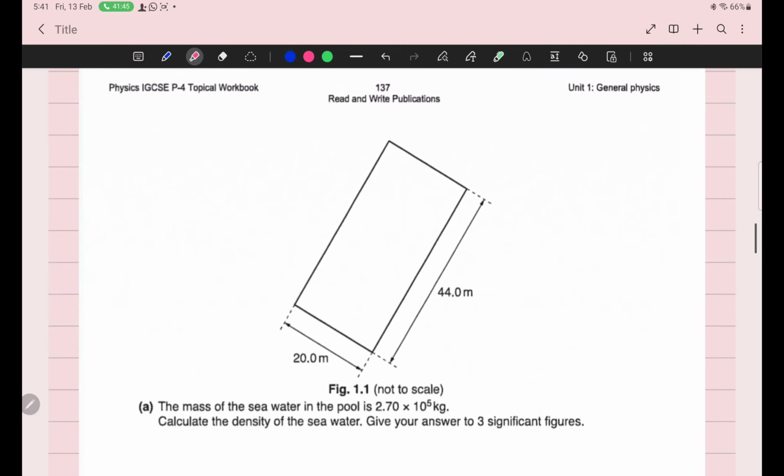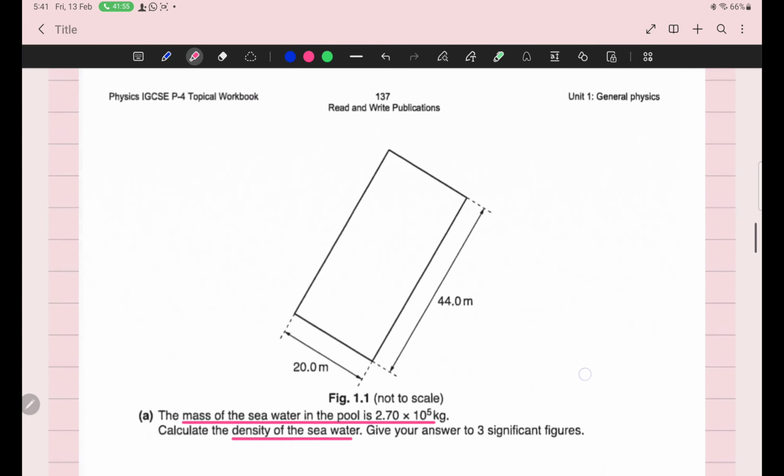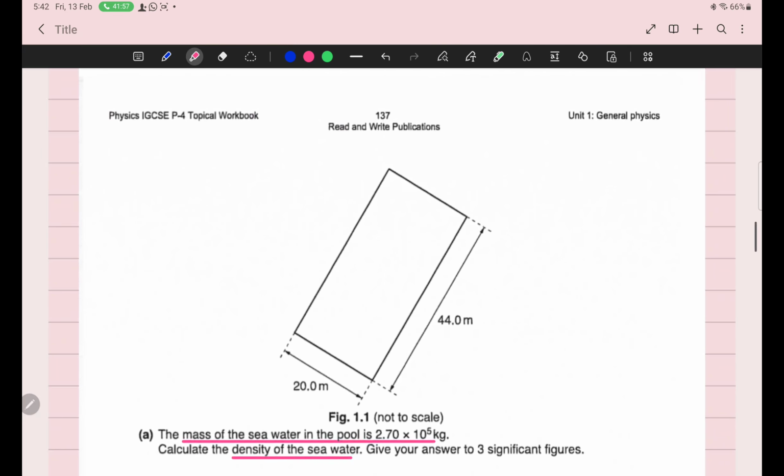Okay, now the question is, it is filled with water and the mass of the seawater is 2.7 exponent 5. Calculate density of the water. Okay, sir, we have to calculate density of the water. Sir, what is the formula to calculate density? Sir, density is mass per unit volume, and depth is given, it is 0.3.